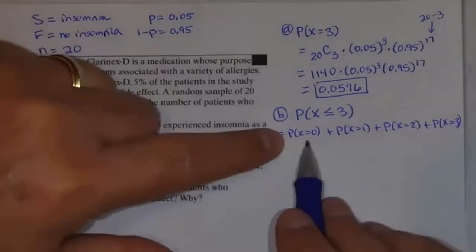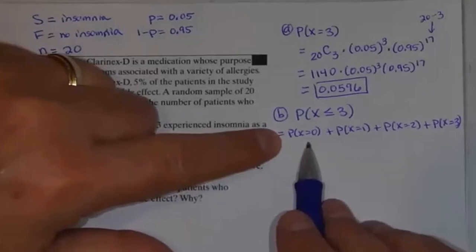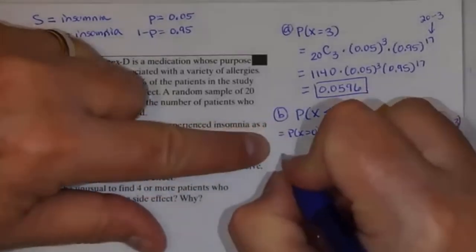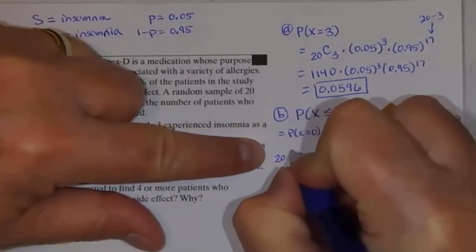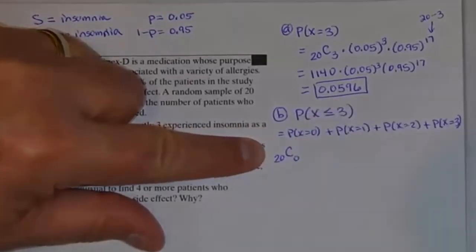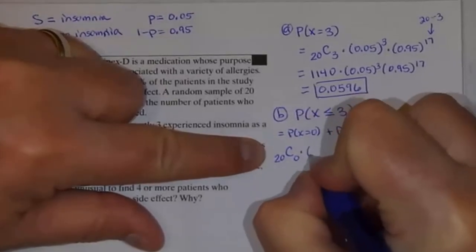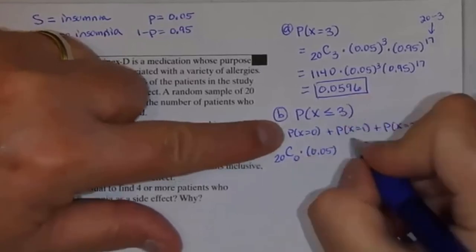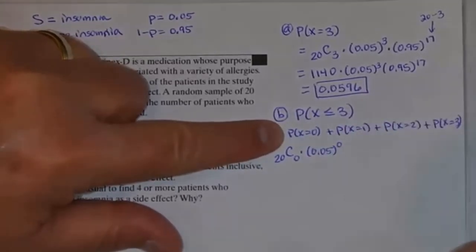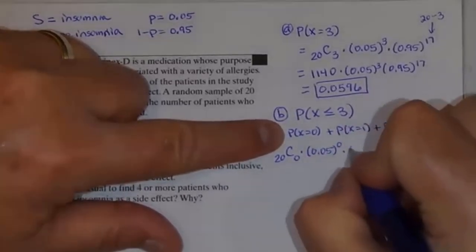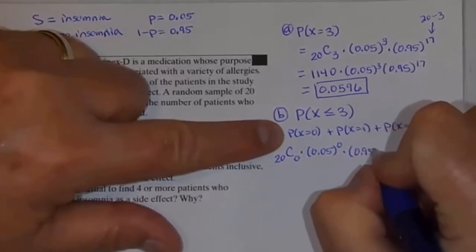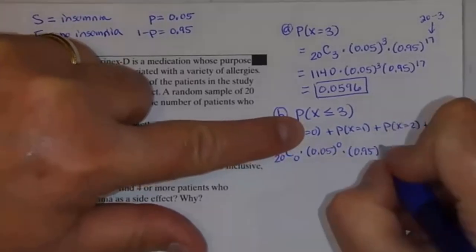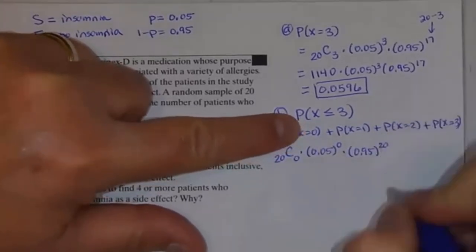So how do I find the probability of X equals 0? Well, I use my binomial formula. If X equals 0, then that's going to be the combination of 20 choose 0, times 0.05, that's the probability of success, and there would be 0 successes, times 0.95, that's the probability of failure, and if there's 0 successes, then that means there would be 20 failures.